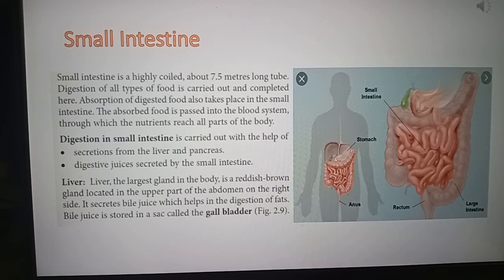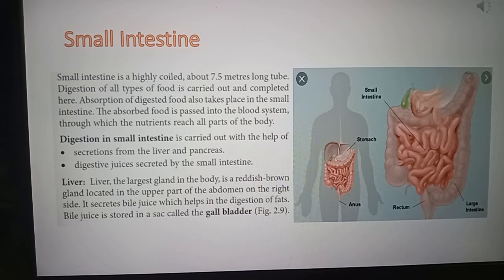Okay, now how is digestion in the small intestine carried out? Digestion in the small intestine occurs with the help of two processes. What are the two steps, I should say? Firstly, the secretions from the liver and pancreas. Second, the digestive juices which are secreted by the small intestine.